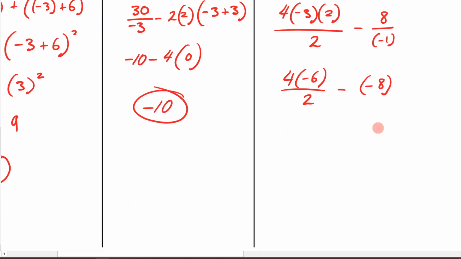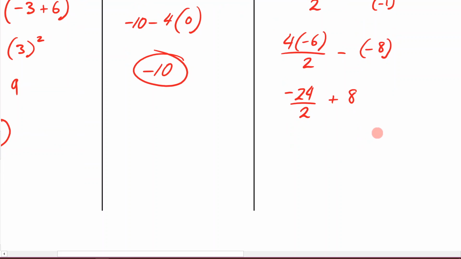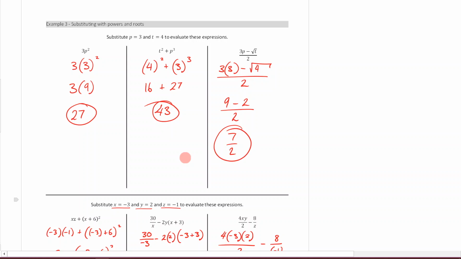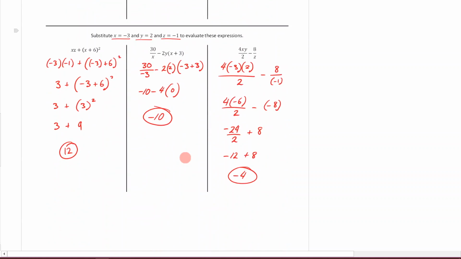And now, let me do this first. I have 4 times negative 6, which is going to be negative 24 over 2. And then I'm going to have minus negative 8, which is going to be plus 8, because the two negatives cancel out. Then I have negative 24 over 2, which is going to be negative 12 plus 8. And that means my final answer is going to be negative 4. Perfect. Hopefully you found all of that manageable. There's quite a few steps there, but you just got to be careful with it.